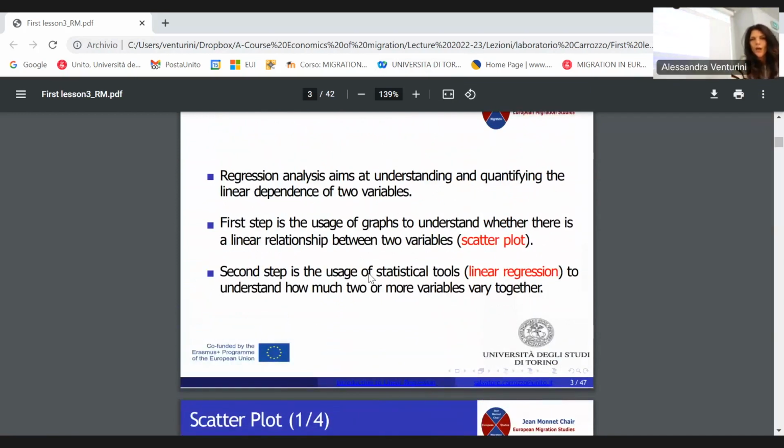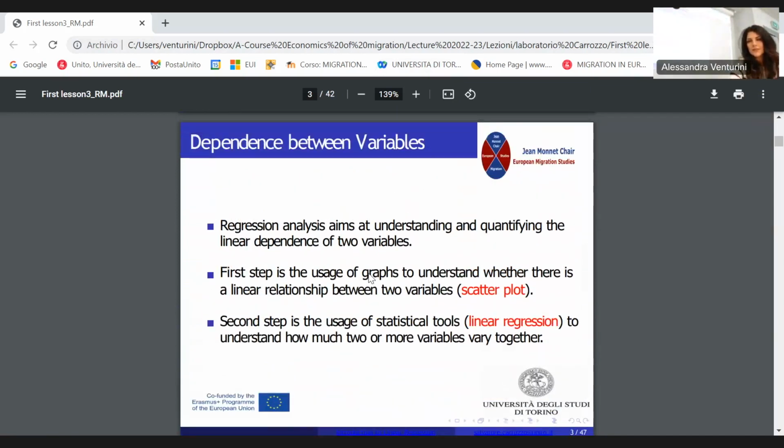So, given that regression is a dependence between two variables, the goal is understanding and quantifying the linear dependence of two variables.